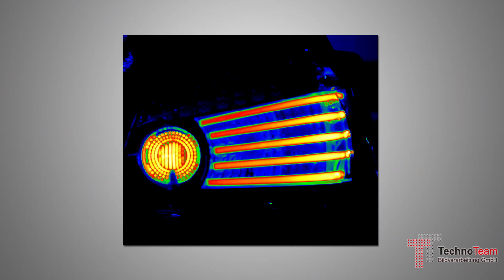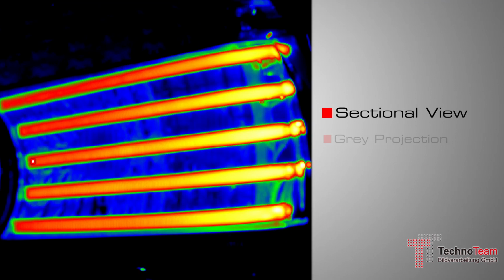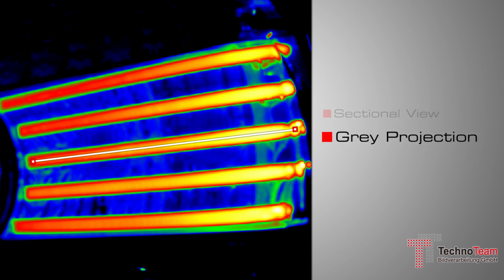This is because the sectional view only performs an averaging along the line, while the gray image projection performs additionally an averaging along the line as well as perpendicular to the pixels along the height.